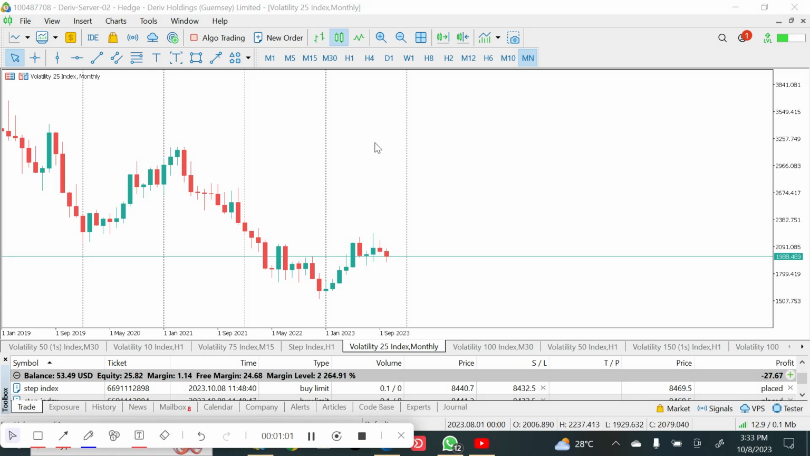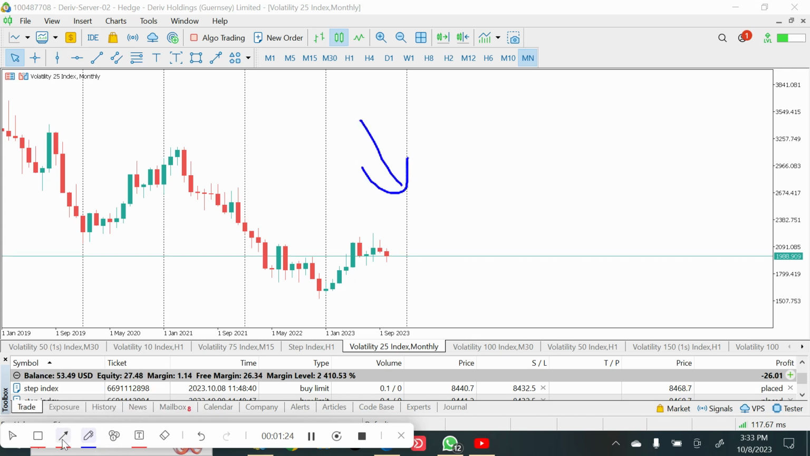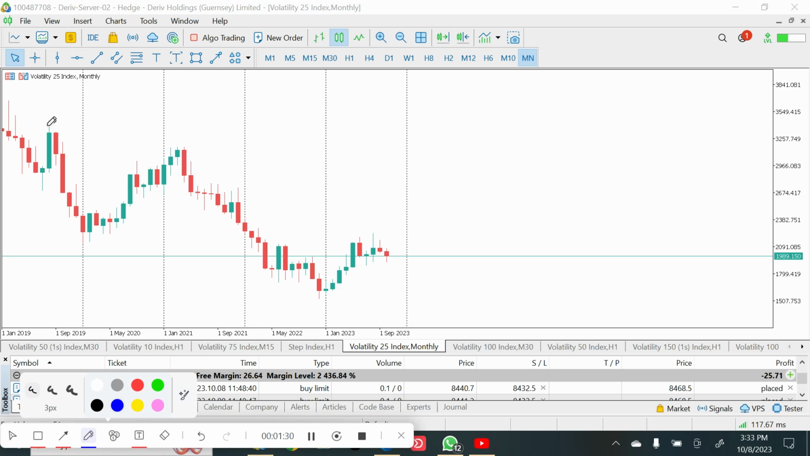So we are looking at an asset which is the Volatility 25 Index. The name is right here at the top, Volatility 25 Index, and we are on the monthly time frame. Like we always do, we want to check from the higher time frame which direction the market is moving, so that we take more of our bias in that direction. Looking at the monthly time frame, we can clearly see that the market is in a downtrend.